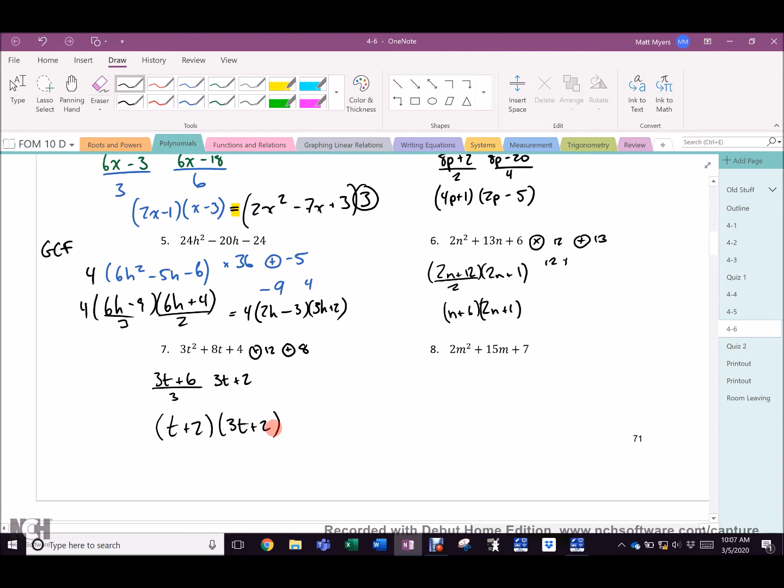How do you know if you did it right? You check. Is t times 3t 3t squared? Yes. Is 2 times 2 4? Yes. If the ends are right, the middle's right. Okay? And last one, I need to multiply to 14, add to 15. It's 1 and 14, obviously. 2m plus 1, 2m plus 14, divide by 2, 2m plus 1, m plus 7. Is everybody good? You must stop me now if you're not okay with this.